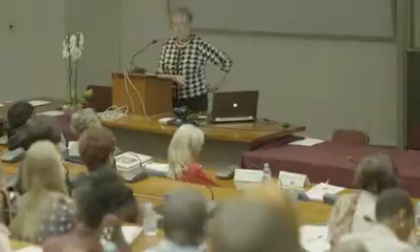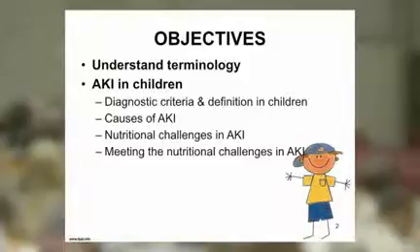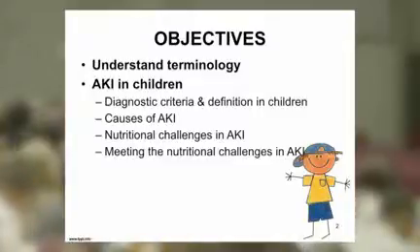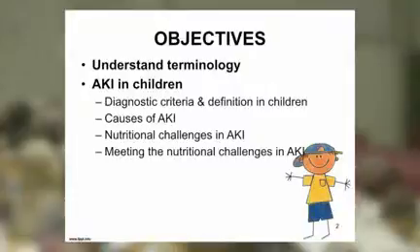The objectives will then be to understand terminology, because we need to know that there are certain terminologies that are a little bit different in children. We look at acute kidney injury, the diagnostic criteria, the definition, the causes of acute kidney injury, and the nutritional challenges, where I hope to give you some practical guidelines on how we can meet these challenges.